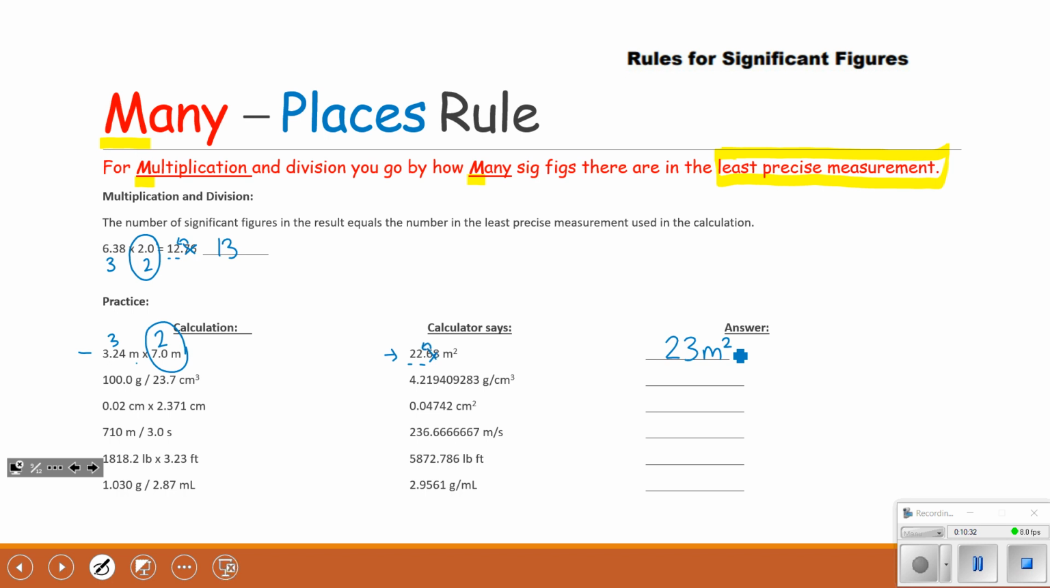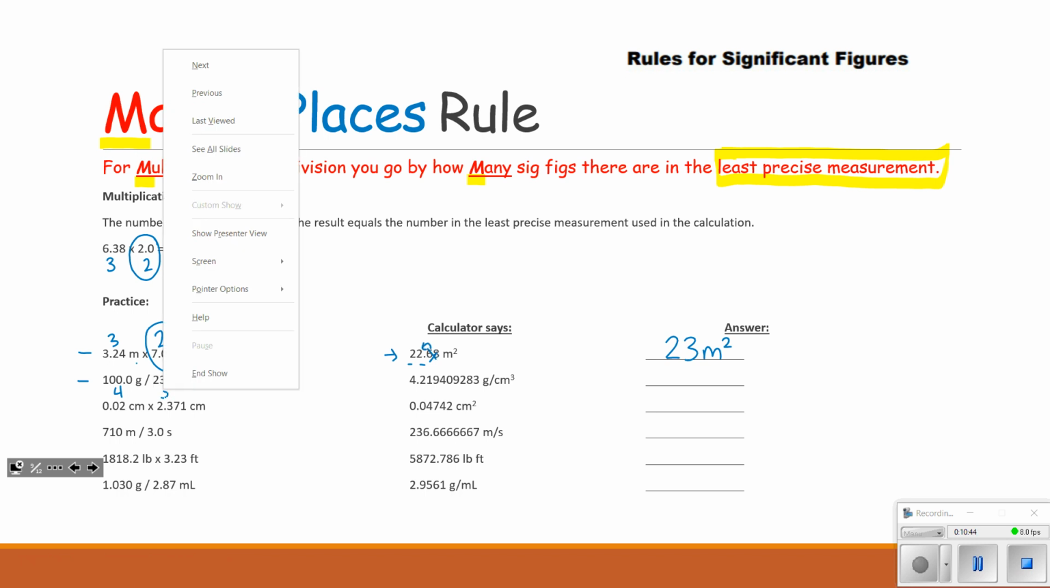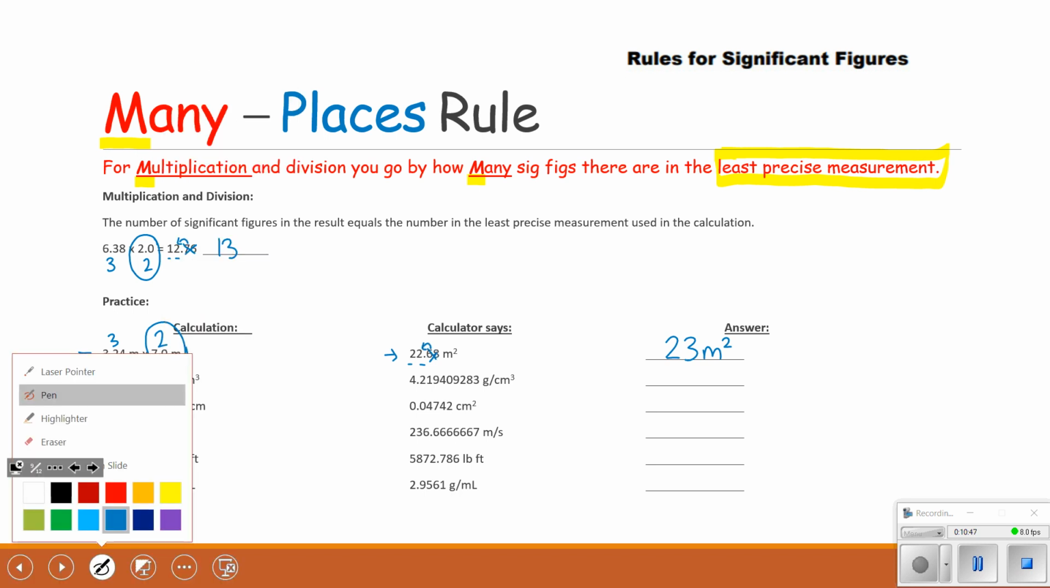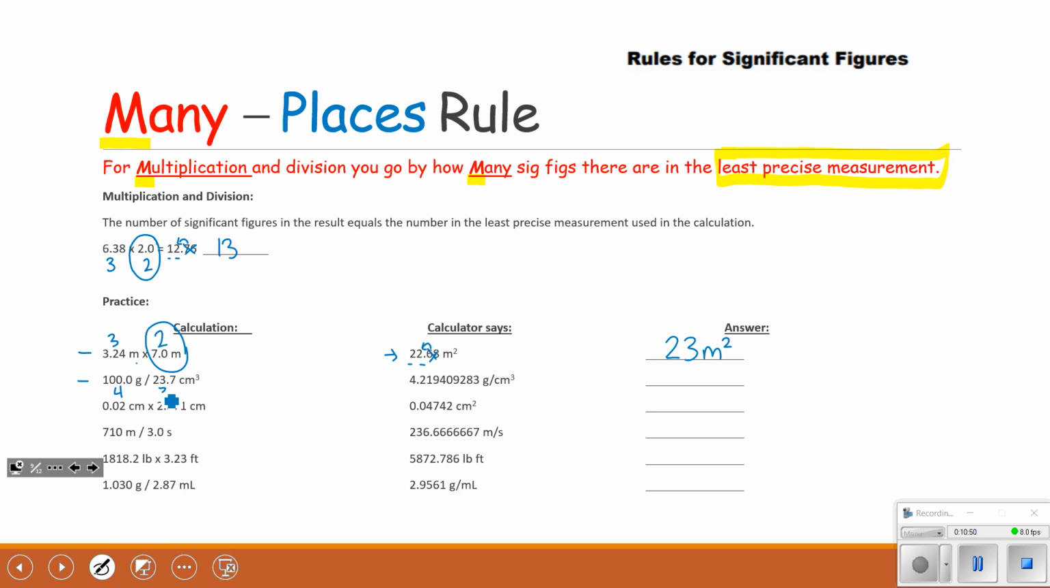Okay. The next one, 100.0. Since that decimal place is present, then you have all of those zeros counting. So 4 significant figures there and 3 in this one. So this is the measurement that will determine what you can express. So you can only hold on to 3 significant figures. 1, 2, 3. Drop everything else, and that 9 is going to round that 1 up to a 2. So that is reported as 4.22 grams per centimeters cubed.